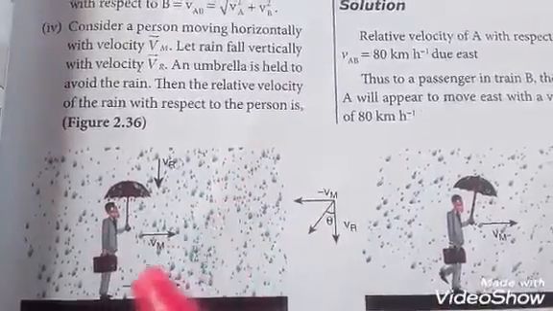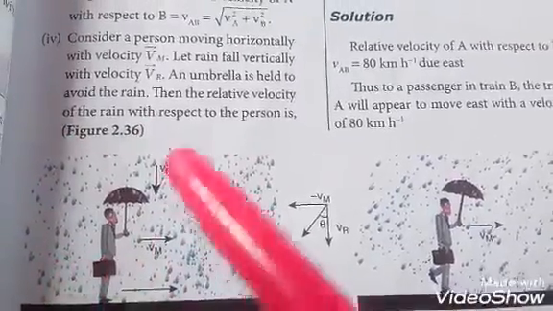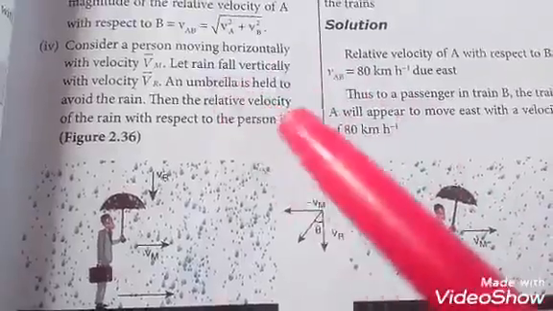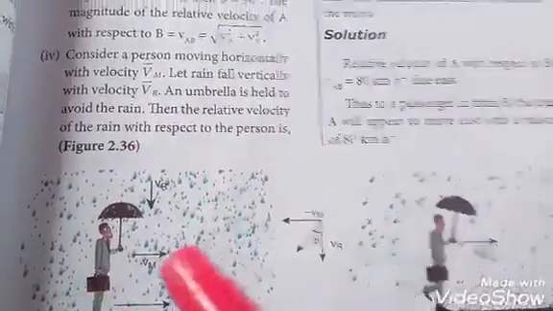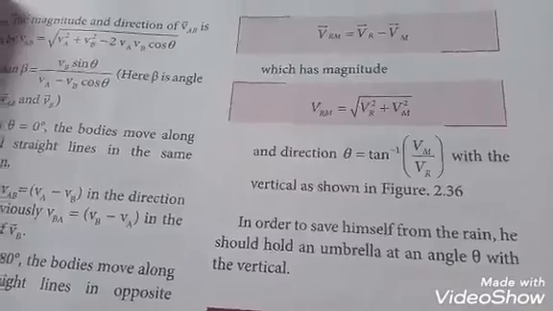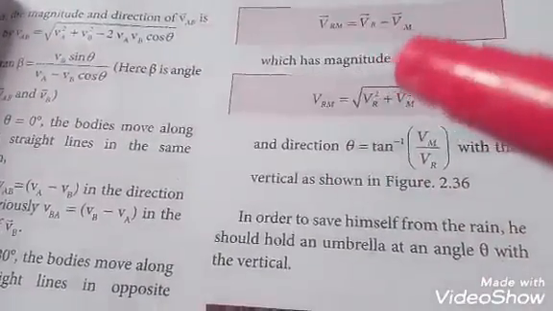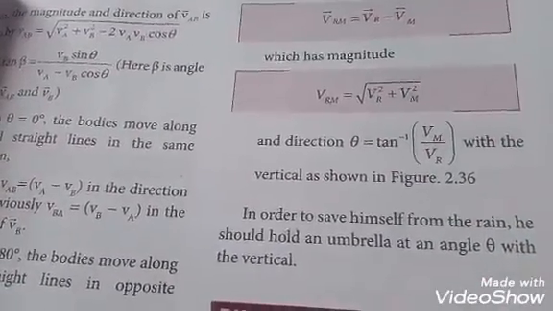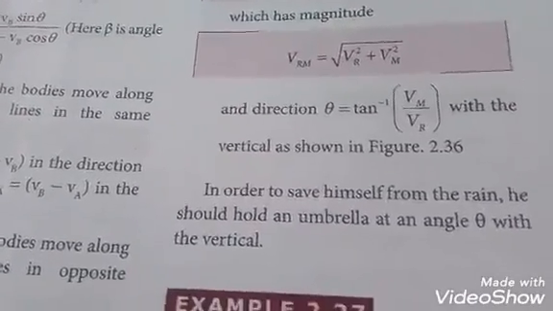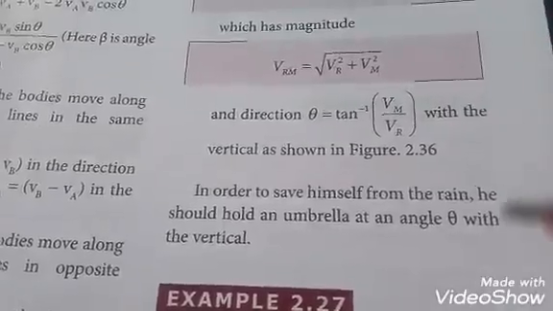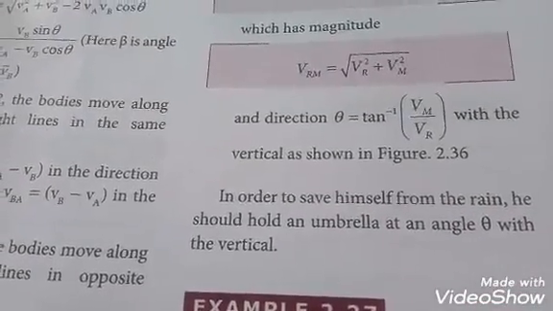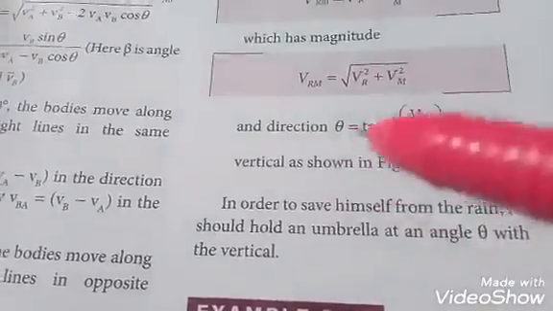Here the rain is falling and the man holds the umbrella in the opposite direction of the rainfall. So the relative velocity of rain with respect to the person is Vrm equals Vr minus Vm, which is the magnitude and direction formula. And in order to save himself from the rain, he should hold the umbrella at a theta angle to the vertical direction.